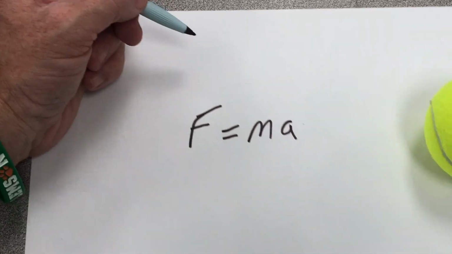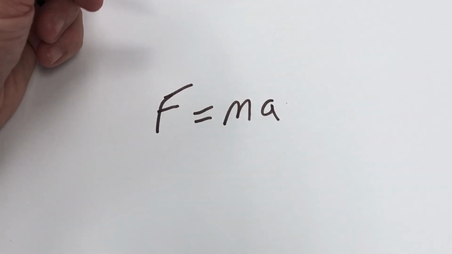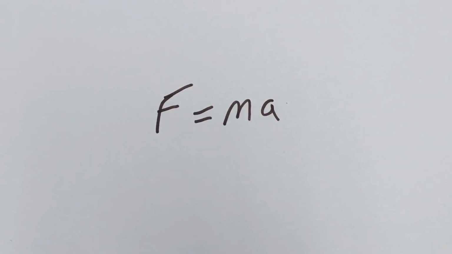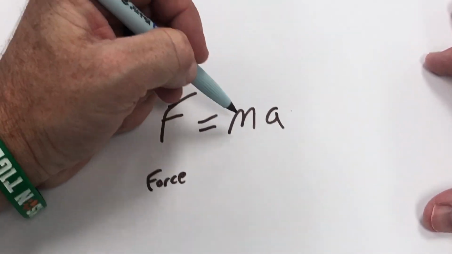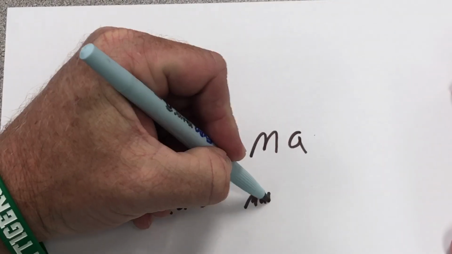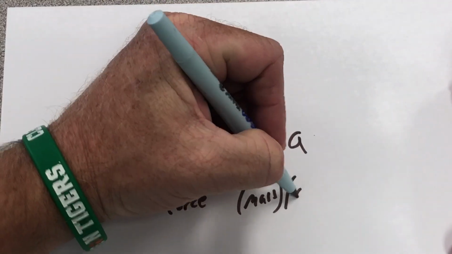As you can see right here, we've just put this in formula format. F would be force, it's capital F. Lowercase m is mass, and then lowercase a is acceleration.